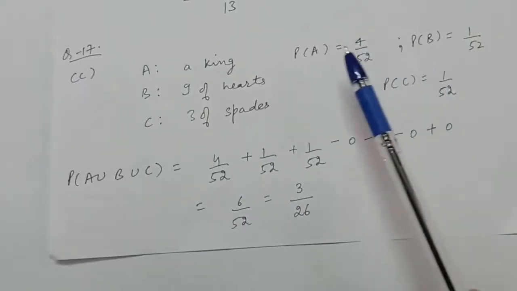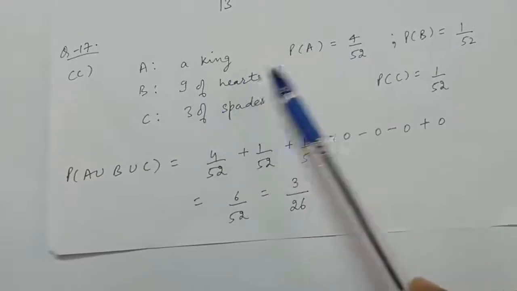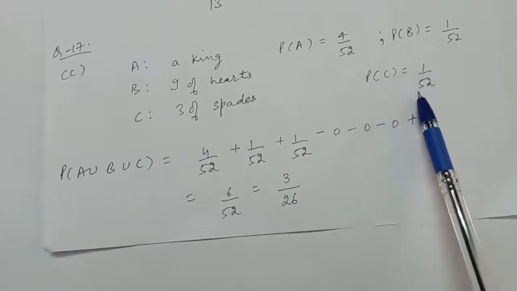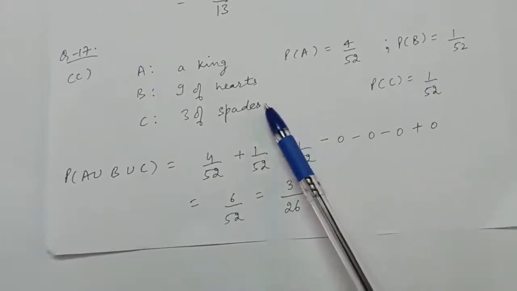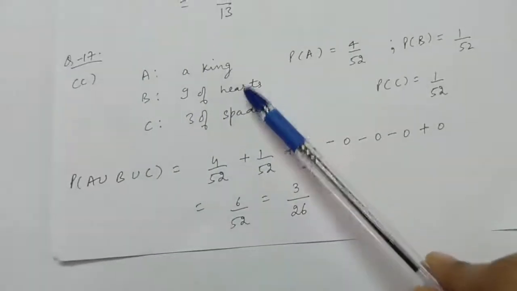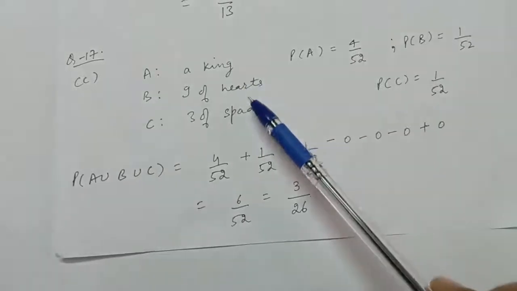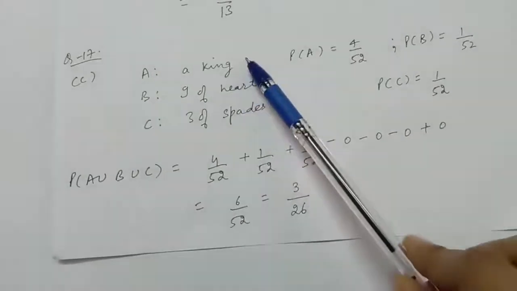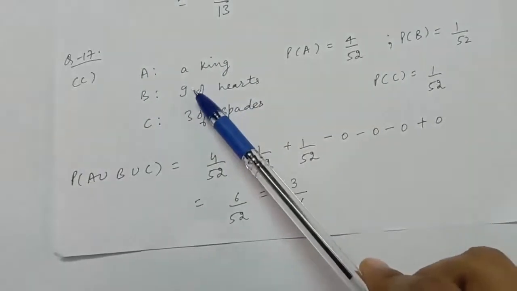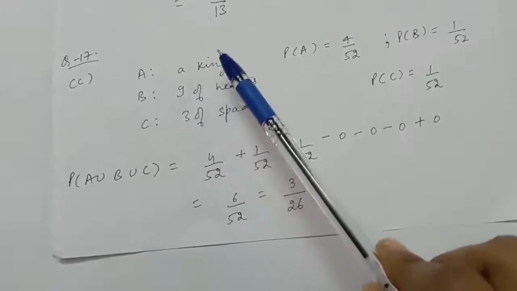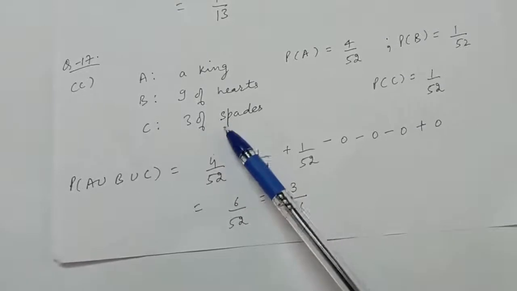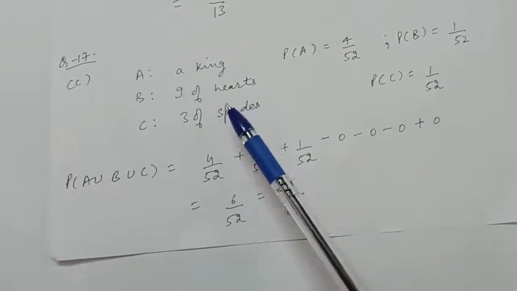Probability of B will be, there is only one card which is 9 of heart, that is probability of B will be 1/52, and probability of C will also be 1/52 because there is only one card which is 3 of spade, right? Now intersection of any 2. See, if we take intersection of any 2 events, it will be 0. Why? Because either the card will be king or it will be 9. Either the card will be 9 or it will be 3. Either the card will be king or it will be 3. So there is no intersection between these 3 events, right?